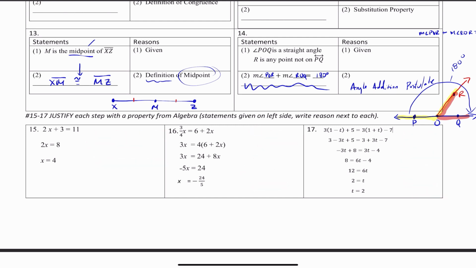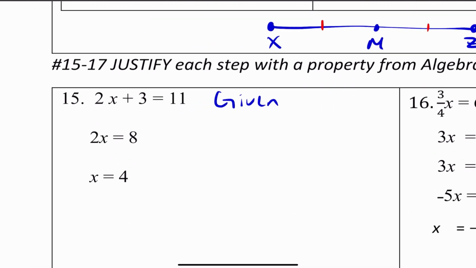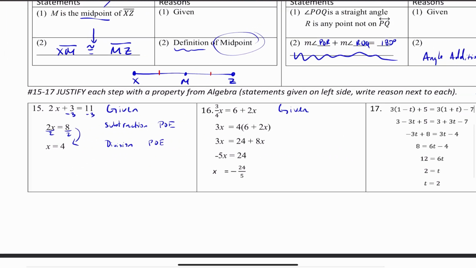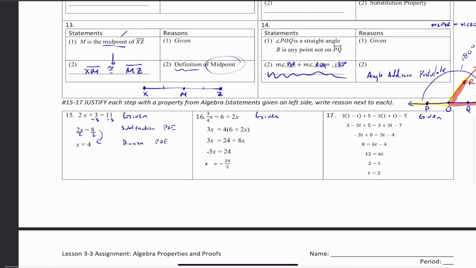Okay, so the first one should be a given. That's really easy, so I write given. And then if I look at number 15, how do I go from here to here? Well, I'm going to subtract 3 from both sides. So this is the subtraction property of equality, and then the last step is to divide, so that's the division property of equality. That's the procedure for these problems here.